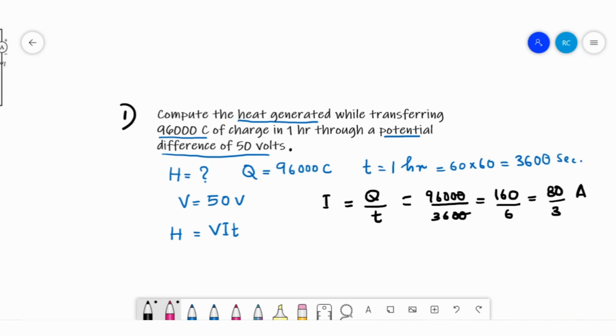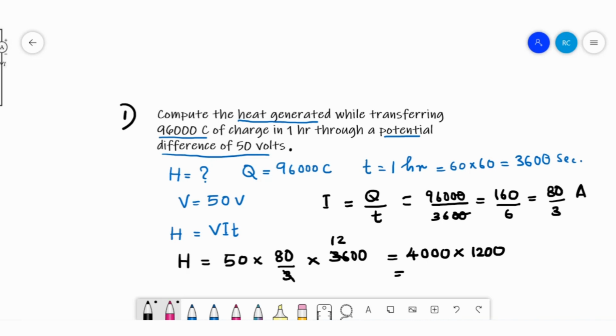Now we can calculate H. H is equal to V into I into T. So V is 50 volt into I is equal to 80 by 3 and T is equal to 3600 seconds. So on further calculation, we will get 80 into 50, that is 4000 into 1200, which means 48, then 5 zeros.